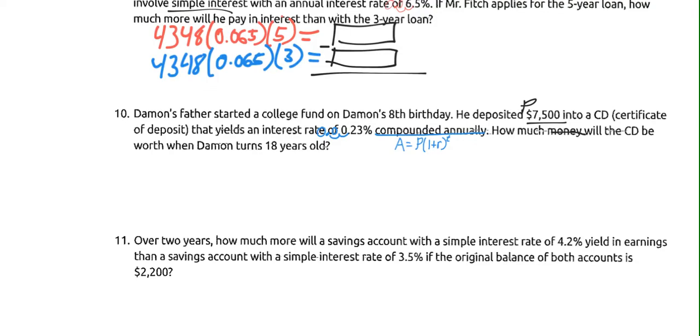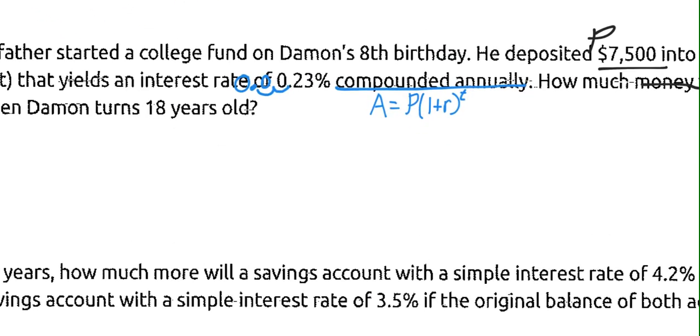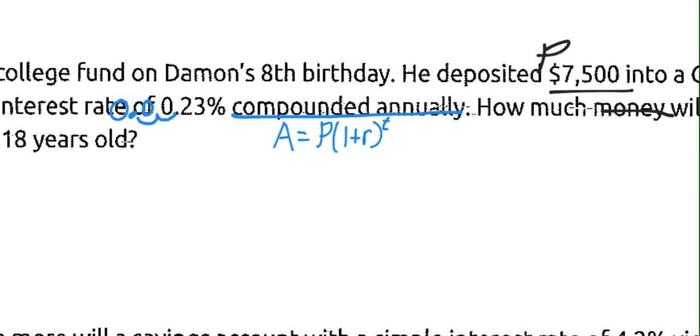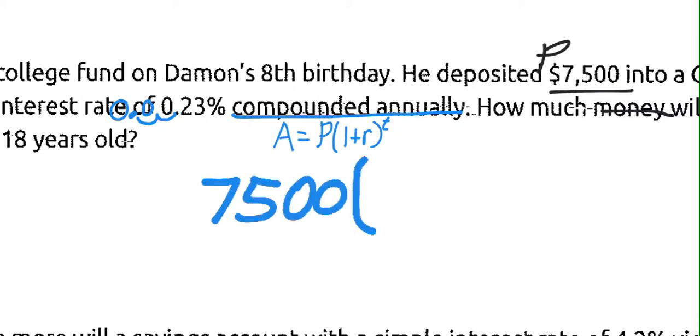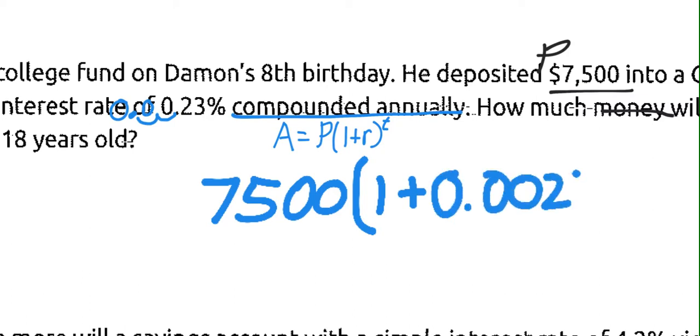So again, we're just going to plug it into the equation, and whatever we get out of the calculator, that's it. All right, so our principal was going to be that $7,500. We're going to do 1 plus our rate, which was 0.0023. Very small rate, but that adds up after a while.